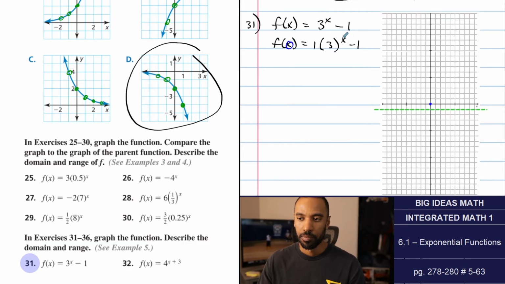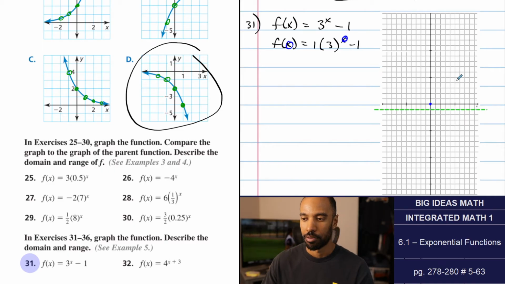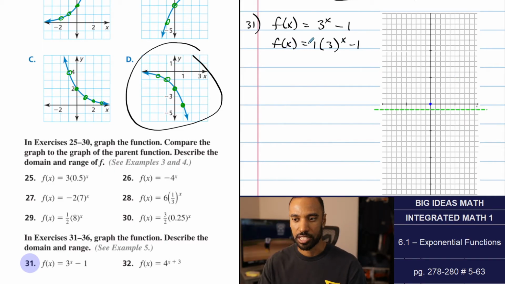f of 0 is 1 times 3 to the 0 minus 1. 3 to the 0 is 1. 1 times 1 is 1. 1 minus 1 is 0. The y value is 0, which is 1 up from the asymptote. So that's how my a applies.